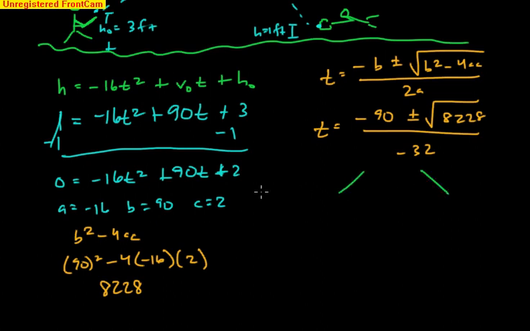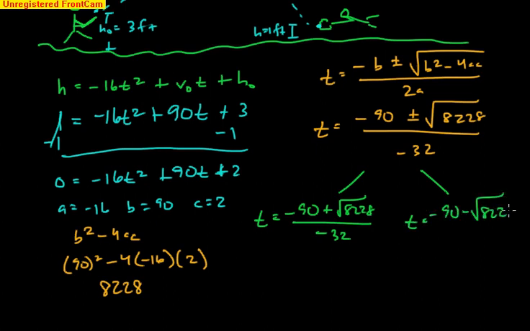And now you have two problems to do. t equals negative 90 plus the square root of 8228 over negative 32. And t equals negative 90 minus the square root of 8228 all over negative 32. And we do both problems doing the top first and then dividing by the bottom second. It's negative 90 plus the square root of 8228. So the top here, and I'm just going to write it down for you, is like 0.0708. Divide that by negative 32, and we get an answer of t equals negative 0.02.